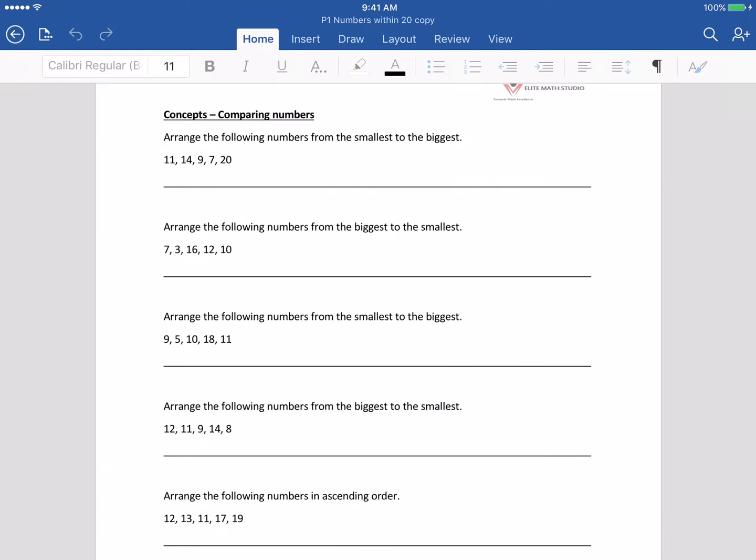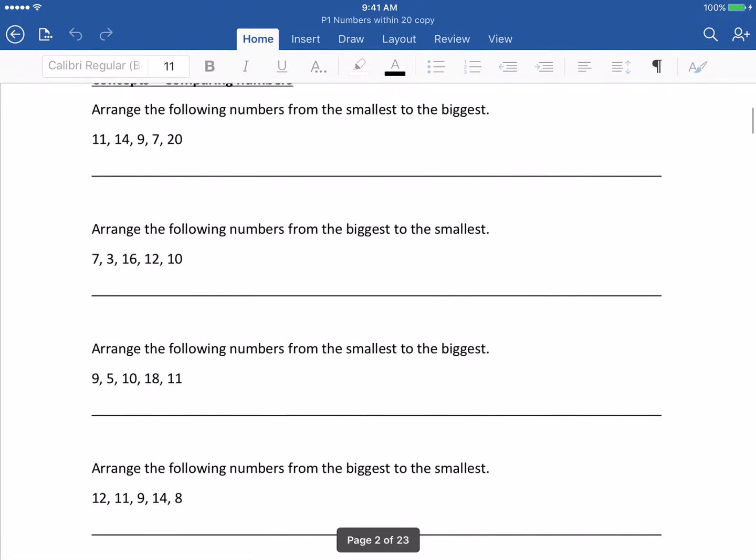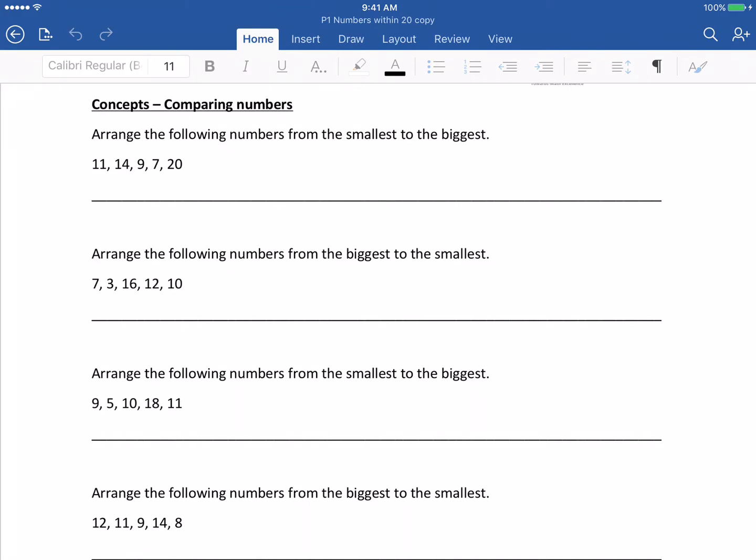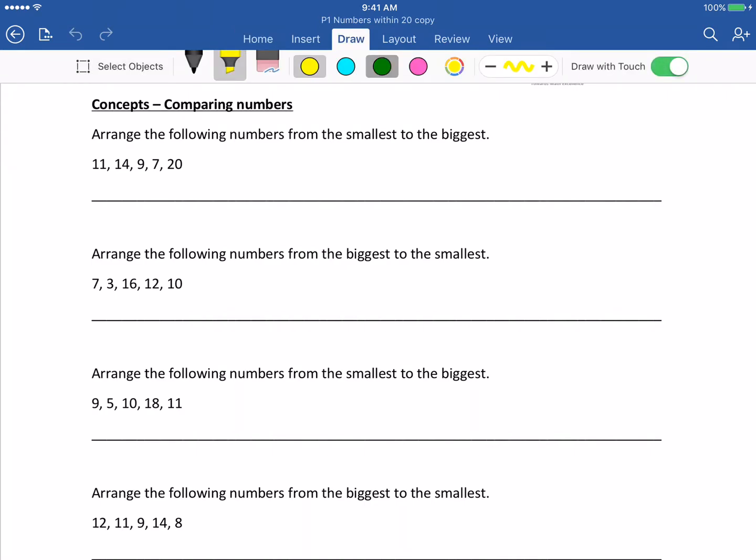So the first concept, same thing as the previous topic, numbers within 10, we're going to start by comparing the numbers. But just in this case now, our numbers are going to be bigger in value. Okay, so let's read the first one again. Arrange the numbers from the smallest to biggest.